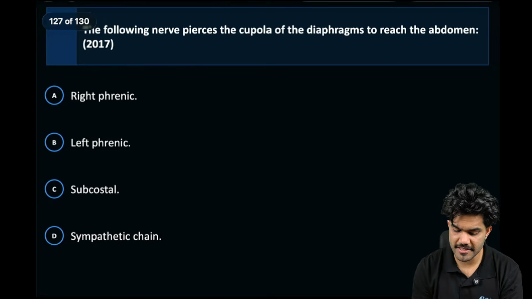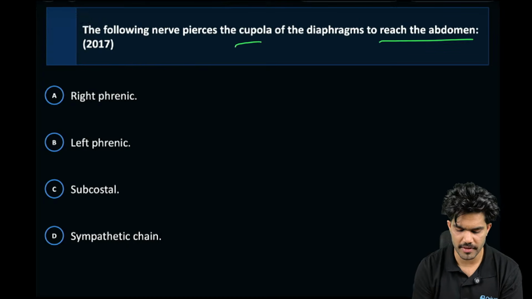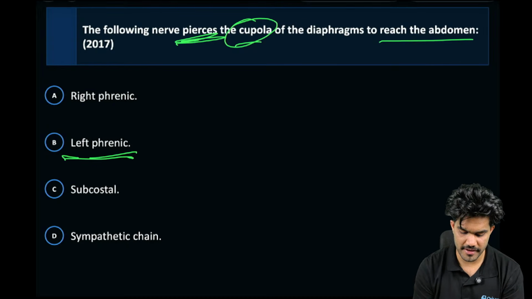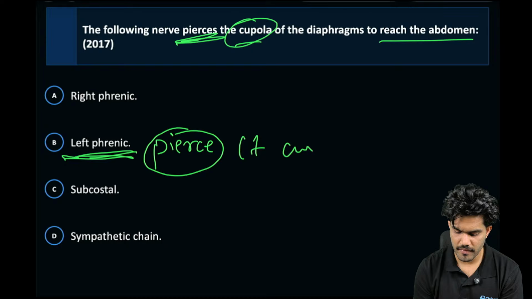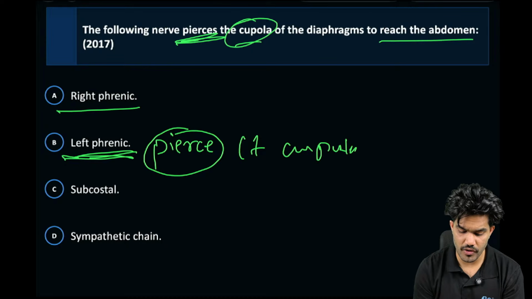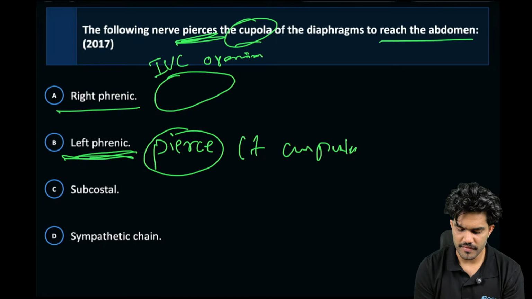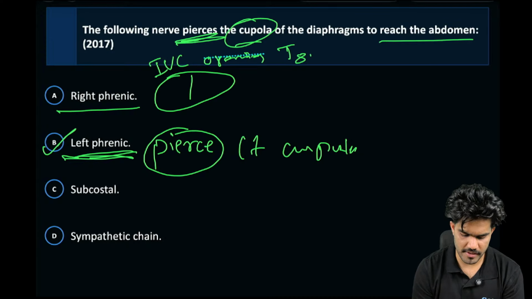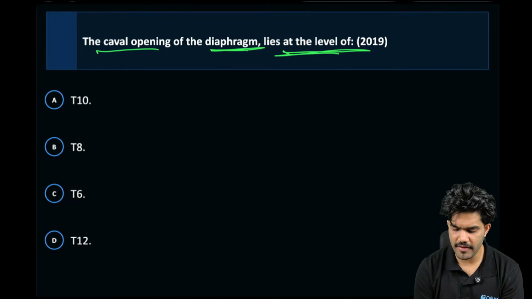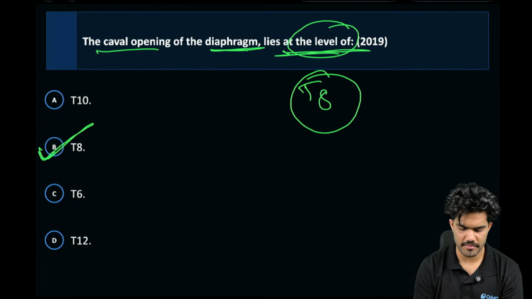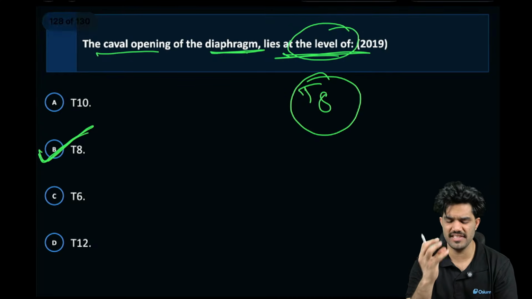The following nerve pierces the cupula of the diaphragm to reach the abdomen. Which pierces the cupula? I have told you before, the left phrenic nerve will pierce the left cupula. But the right will go through which orifice? The inferior vena cava opening, which is at T8. Here it will go through this orifice. So the answer will be B, piercing. The caval opening of the diaphragm lies at the level of T8. B will be the answer. Easiest. These are so easy questions.